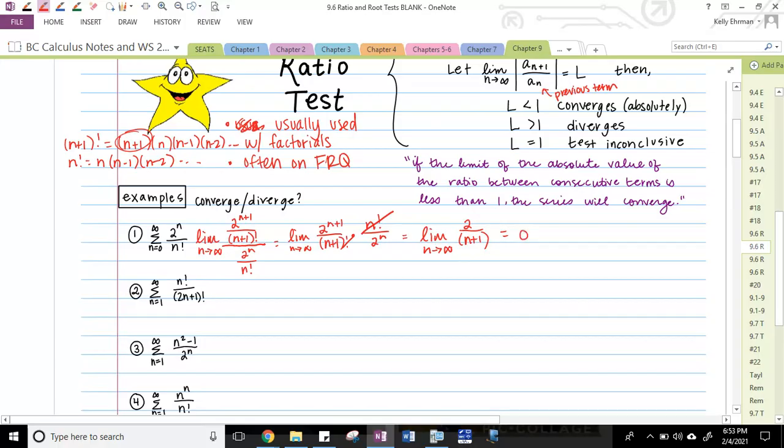2 over infinity is 0. We just got a limit that's less than 1. Therefore, the series converges. And it does converge absolutely, but I'm just going to write converges by ratio test. The absolutely piece, again, is really just if you have something that's alternating, we're showing that the limit of the positive term is approaching a value less than 1, then this converges, whether it's alternating or not.